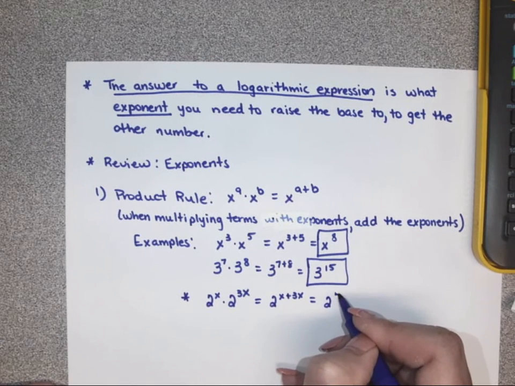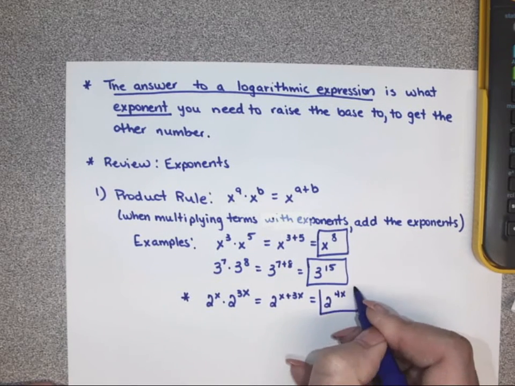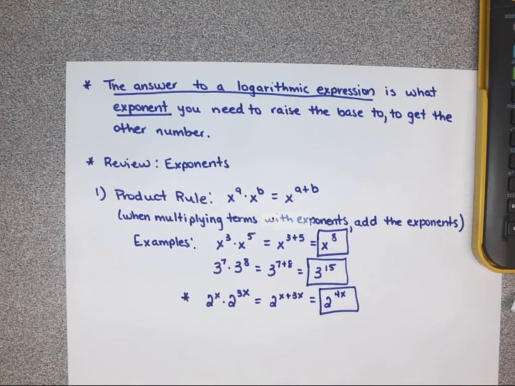1x plus 3x would be how many? 4x. Okay. So notice we're taking old rules and just applying them to new types of problems.